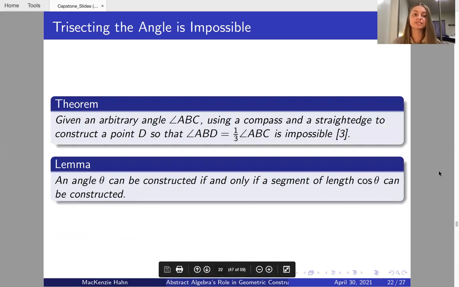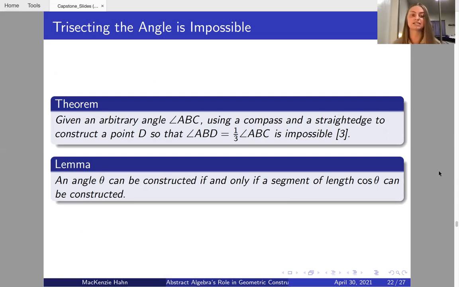So now we're going to show that there's an example where we cannot construct something using a straight edge and a compass because it does not satisfy that corollary. We're going to start by trisecting an angle. We're going to show that 60 degrees is not an angle that can be trisected. And so before we can do this example, we need to introduce this lemma. An angle theta can be constructed if and only if a segment of length cosine theta can be constructed.